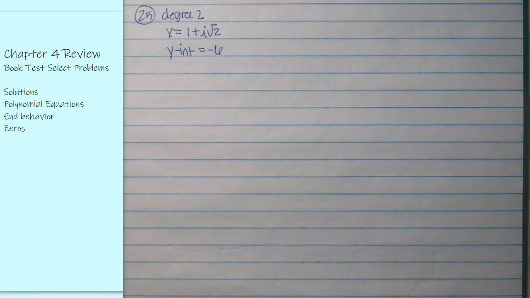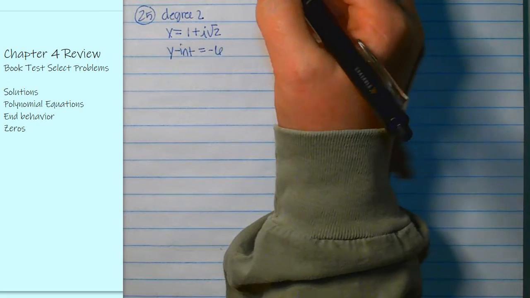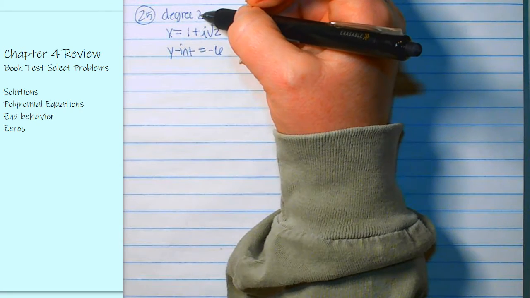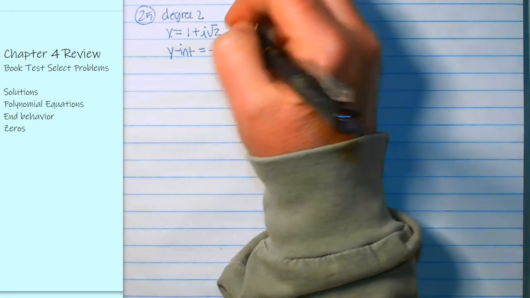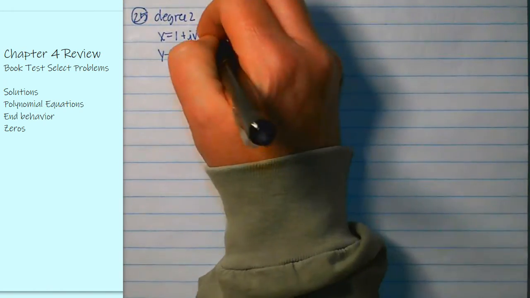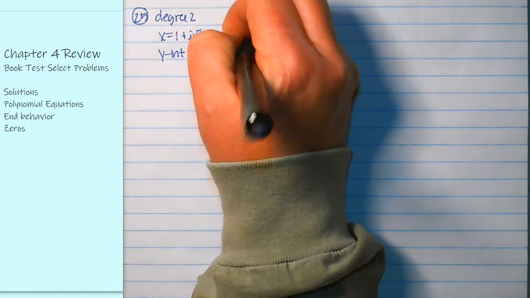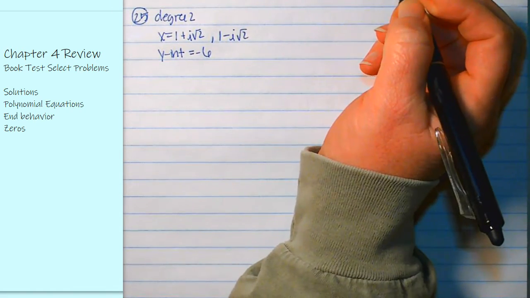25 says, please find the polynomial with the stated properties. And again, they didn't say you had to multiply it out. They did multiply theirs out, but we could construct one without multiplying it out. We know that if it's degree 2, it has to have 2 solutions. So the other one is going to be 1 minus i square root of 2. We need its conjugate. Now we have both.